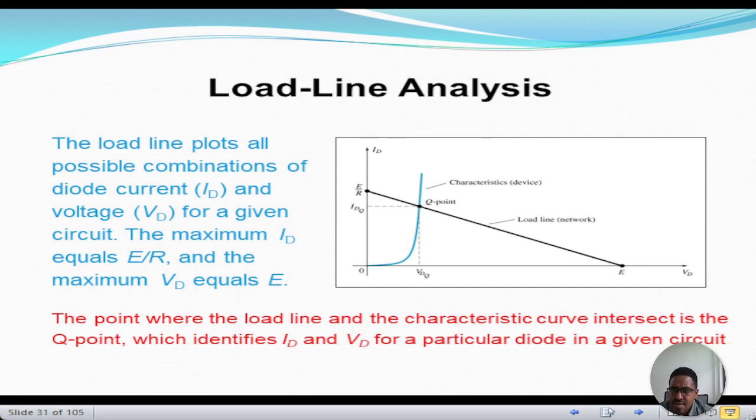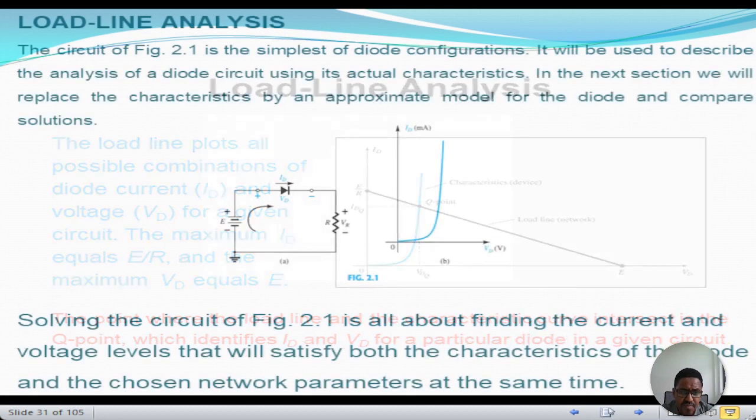As you saw in the previous video about ideal versus practical diode analysis, now let's look at load line analysis. The load line plots all possible combinations of diode current and voltage for a given circuit. The maximum ID equals V over R, and the maximum VD equals V source. The point where the load line and the characteristic curve intersect is the key point, which identifies ID and VD for a particular diode in a given circuit.